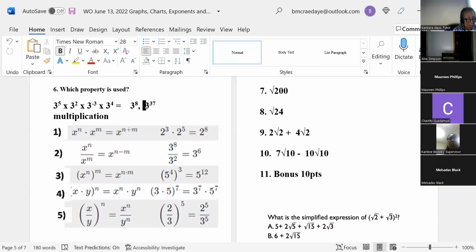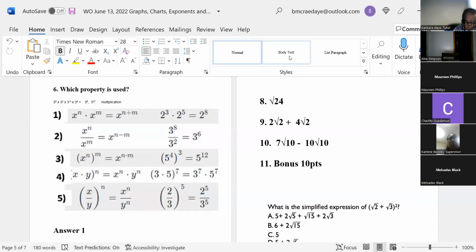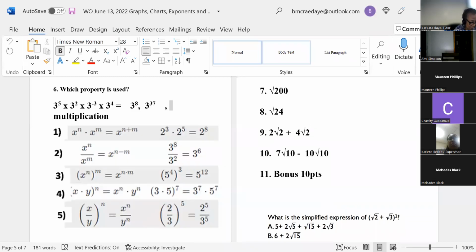I got 5, another one, 3 to the 10, 7. Okay. What is it? Maureen said 3 to the 7. Okay, so let me put a 7 there. Don't you have to subtract out one of the 3s? That's a minus.